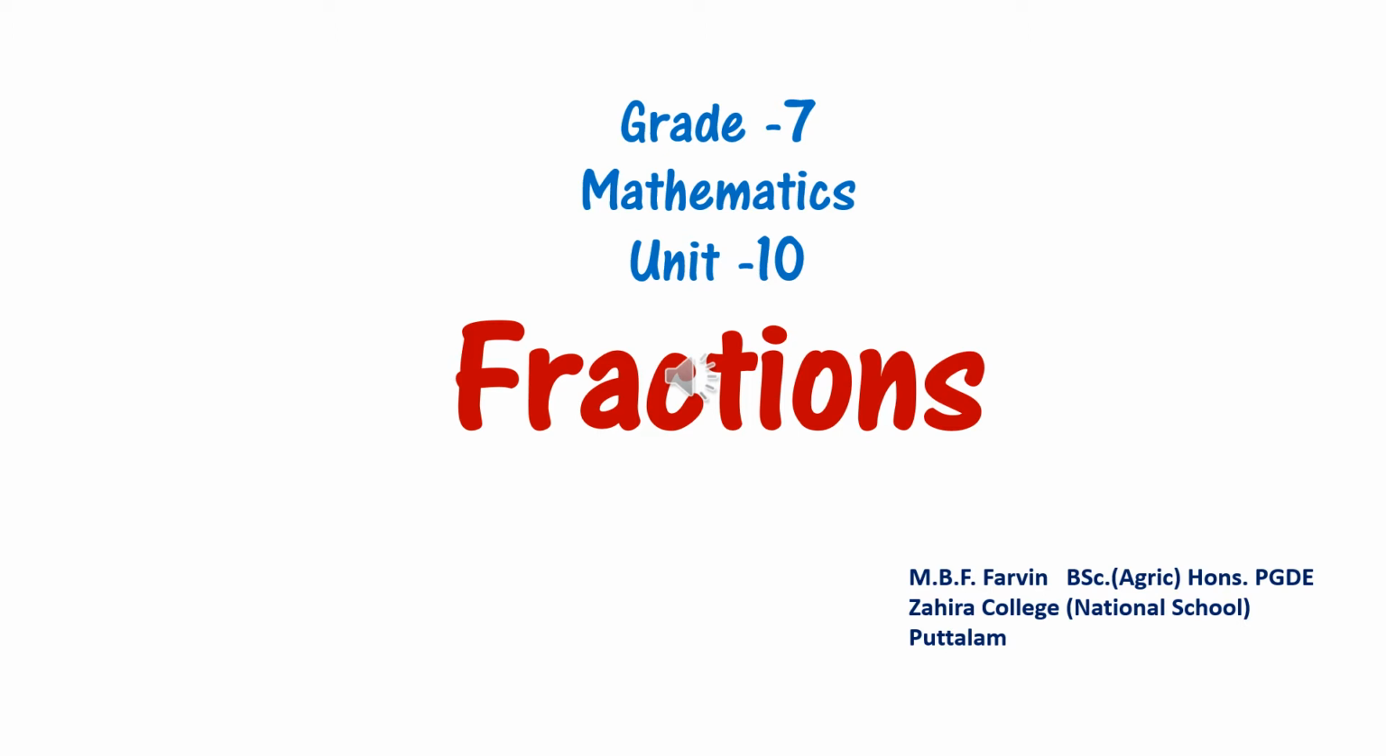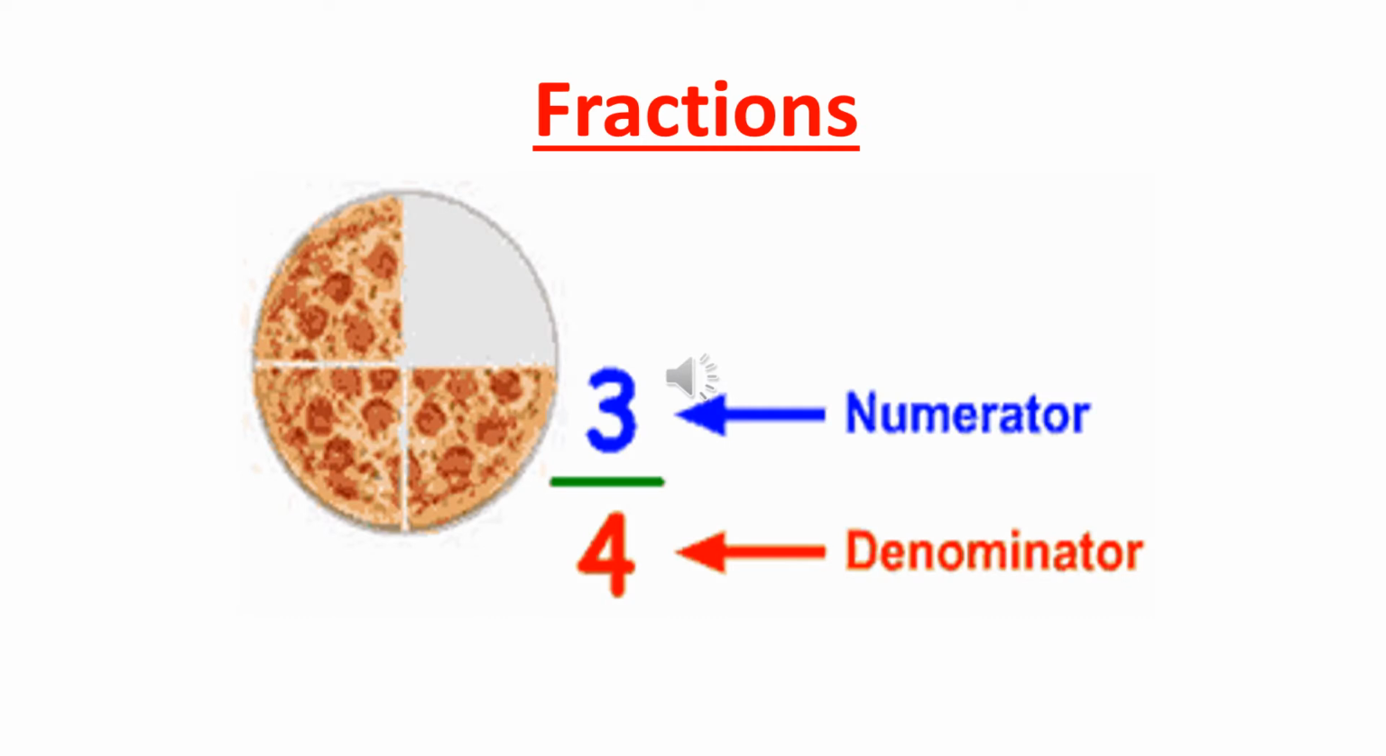You have already touched this section in grade 6 too. A fraction 3/4 is written like this. The top number in a fraction is called the numerator. The bottom part of the fraction is the denominator. The numerator means how many parts you have. The denominator means how many parts the whole is divided into.